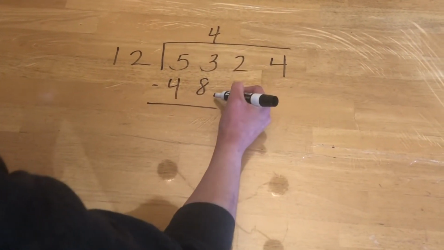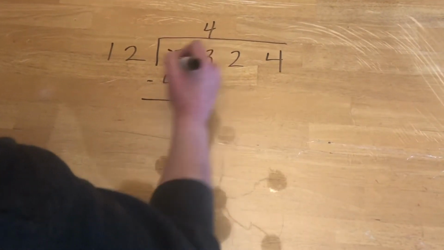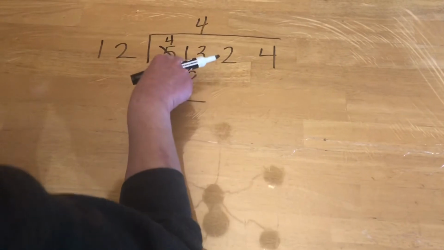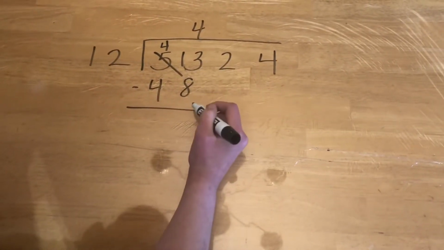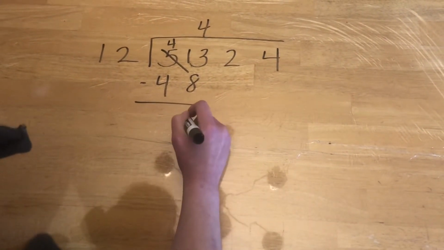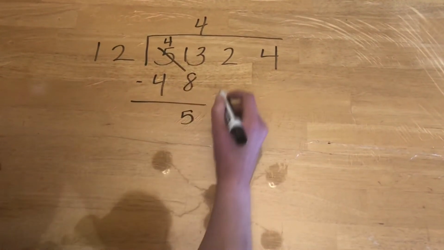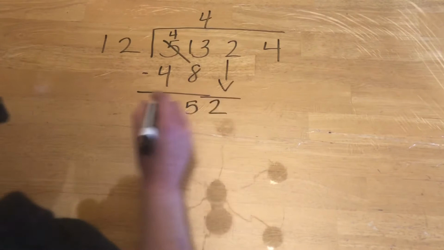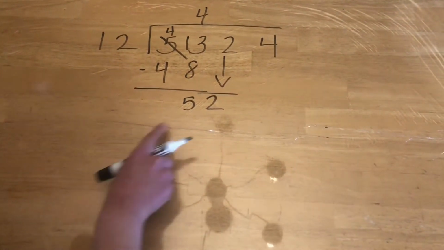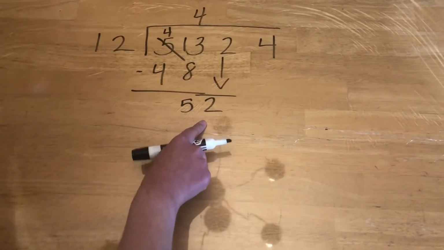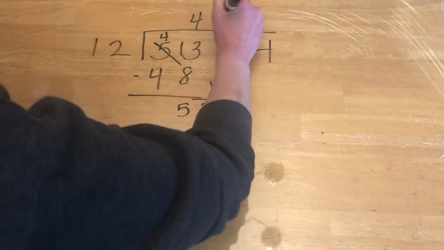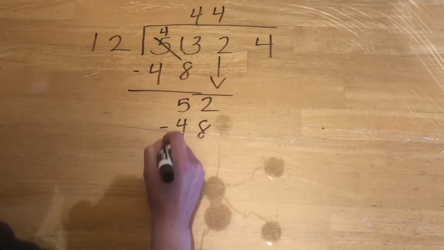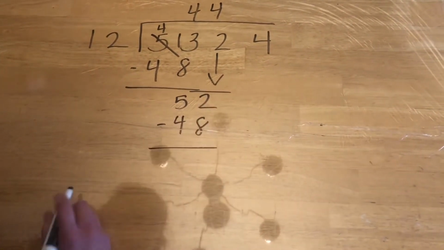So now I'm going to do 53 minus 48. But, okay, 3 minus 8, I can't do that. I need to ungroup my 5, get 4, and bring over the 1. So I have 13 minus 8, which is 5. 4 minus 4 is 0. And now I'm going to bring down my 2. So now it's how many 12s fit into 52. Once again, it's 4. And again, 4 times 12 is 48.